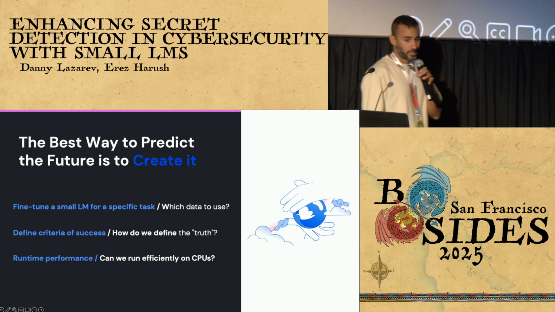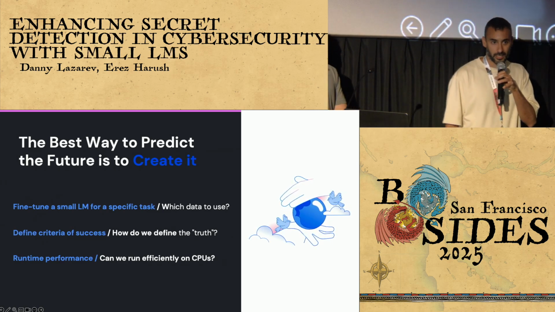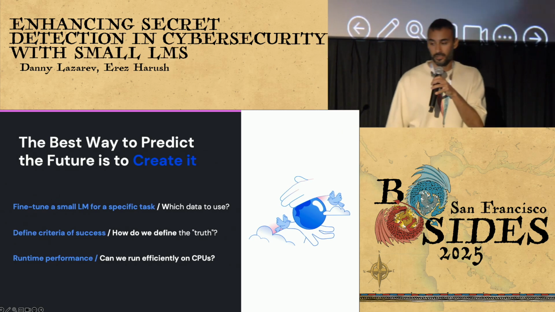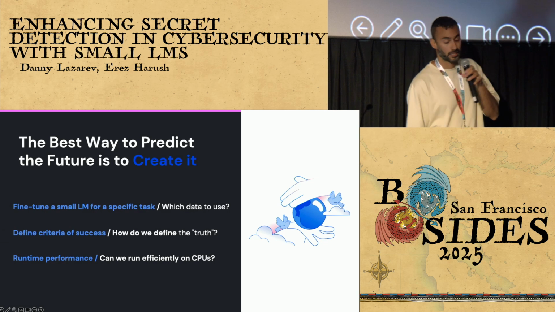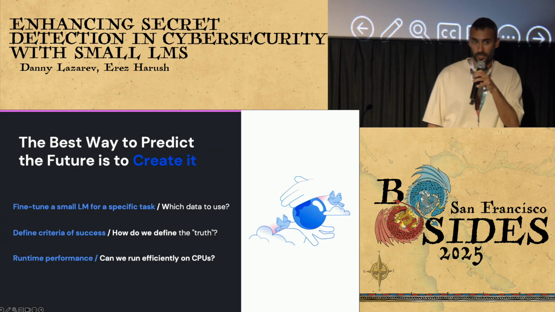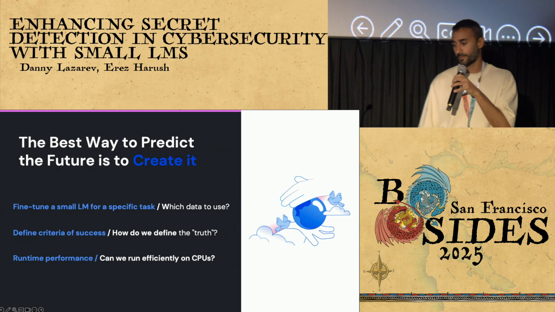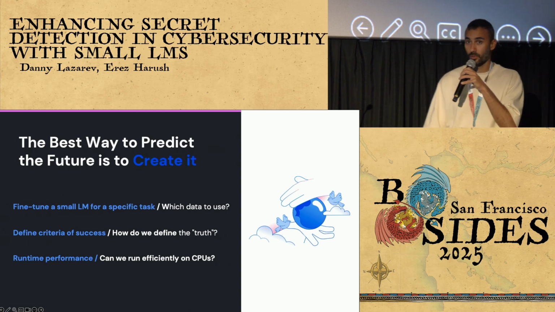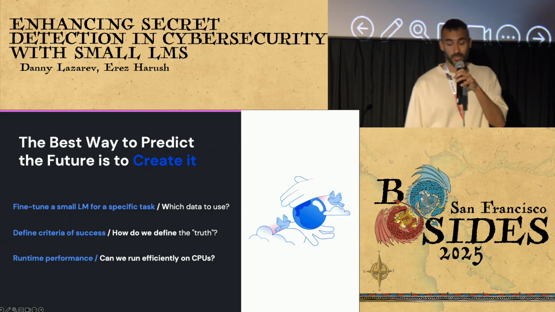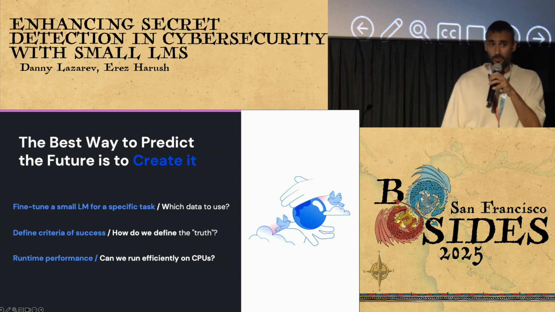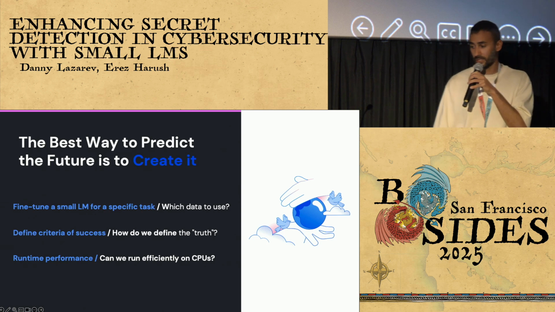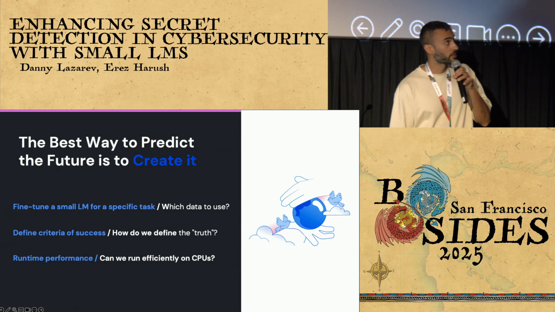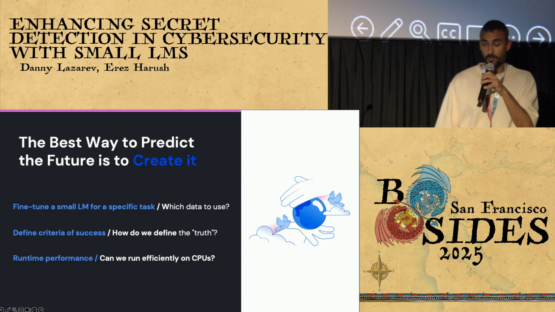So when we thought about how we were going to solve this problem, and we learned about small language models, we understood that we wanted to try it. The best way is to fine-tune a small language model for a specific task: to detect secrets. So we need to answer a few questions. The first question is which data we want to use, for training and for evaluation. The second question is what the ground truth is, or what the criteria of success are. And the third question is, can we run efficiently enough on a CPU machine?